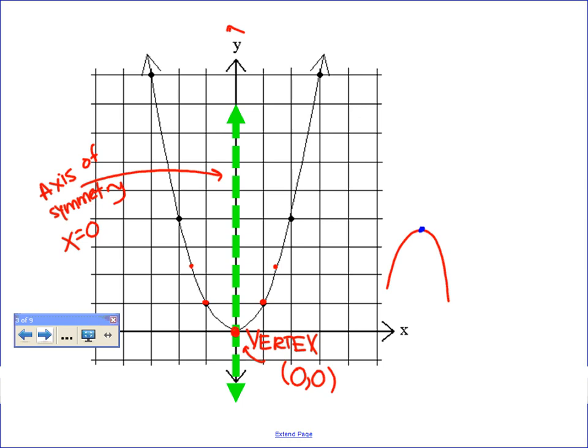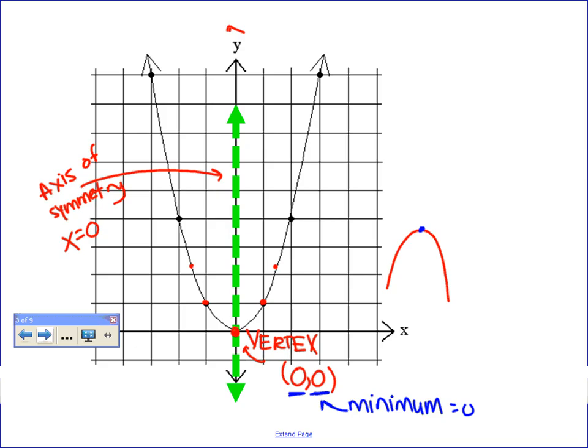And you'll notice that your axis of symmetry is your x value. And your y value right here will be called either your minimum or your maximum, based upon whether it's the highest or lowest y value in this parabola. So in this case, my y value is my minimum. My minimum is 0. That's the lowest y value I'm going to have on this parabola.